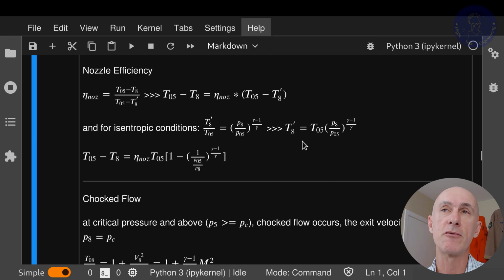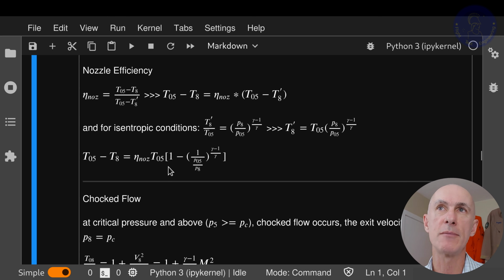And because we're talking about isentropic conditions, we write T8 prime over T05 equals P8 over P05 to the gamma minus 1 over gamma. And we can isolate T8 prime and get T8 prime equals T05 times our pressure ratio to the gamma minus 1 over gamma. So we can now plug that back into the efficiency equation and we get T05 minus T8 equals eta nozzle times T05 times 1 minus 1 over the pressure ratio to the gamma minus 1 over gamma.